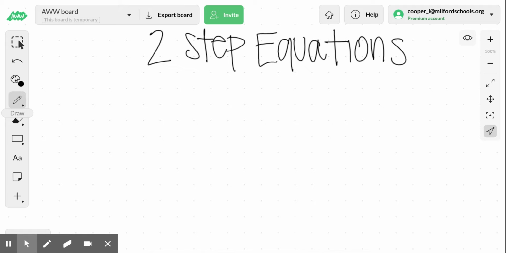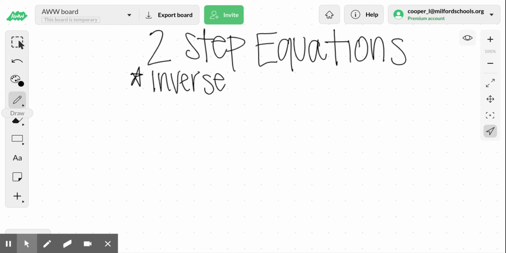Hi guys, I just wanted to give you a quick tutorial on how to solve two-step equations. You should be writing this down somewhere, whether it's in a notebook or a piece of paper, just to help you through. So when we're doing two-step equations, we're going to focus on using inverse operations, which I'm sure you've heard of before.